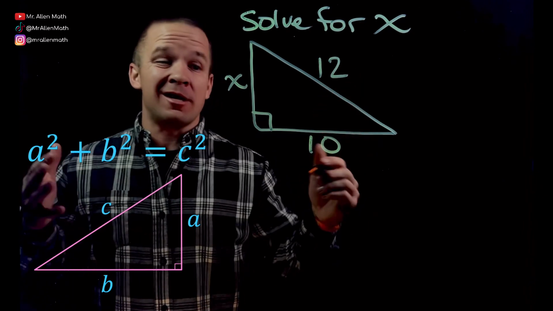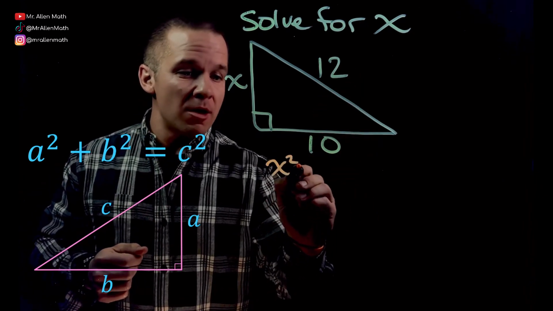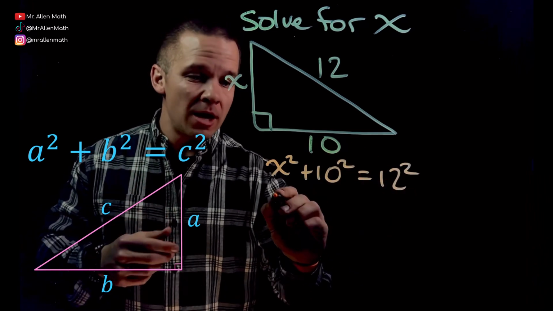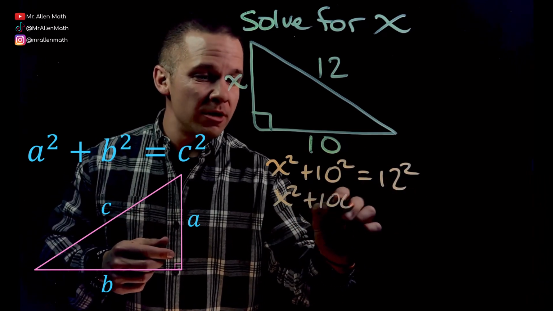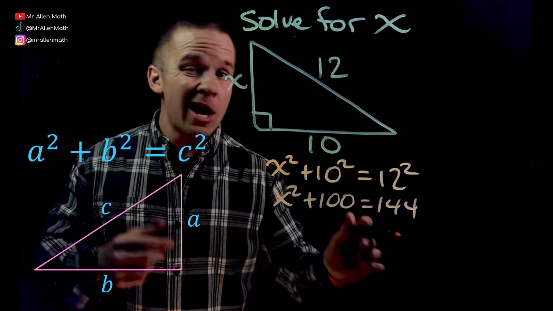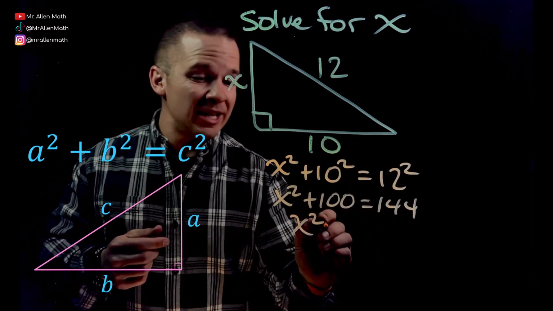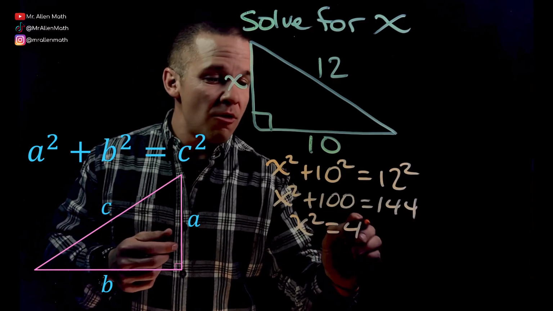I'm solving for one of the legs. I have my hypotenuse and another leg. So it's going to be x squared plus 10 squared equals 12 squared. Now, I've got x squared plus 100 equals 144. What am I going to do to solve for x? I've got to subtract that 100 from both sides, leaving me with x squared equals 44.